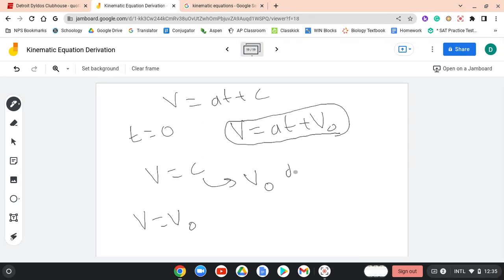We figured out that the derivative of velocity has to be equal to that acceleration term, so velocity has to look like this. In order for this derivative expression to be true, our velocity has to look like this, because the derivative of this equation will be equal to a. And we showed that when t equals 0, v equals v naught. So therefore, this constant has to represent v naught. So that's where we're at.